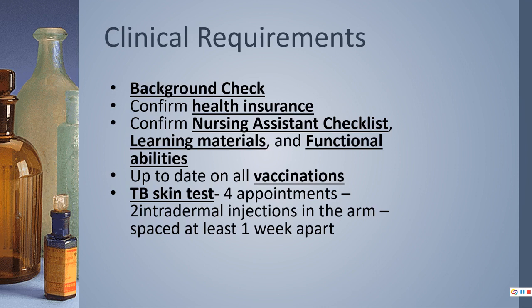You will also need to have documented proof of your up-to-date vaccinations, which I will go over in a later slide. There is also a TB skin test or some form of proof that you do not currently carry active TB. The TB skin test is 4 appointments. It is known as a 2-step TB skin test. However, that means it is 4 appointments. There's 2 injections and 2 readings, spaced 1 week apart, which at minimum takes around 2 weeks to complete, depending on appointment scheduling.